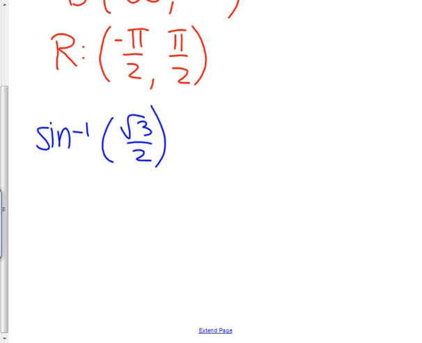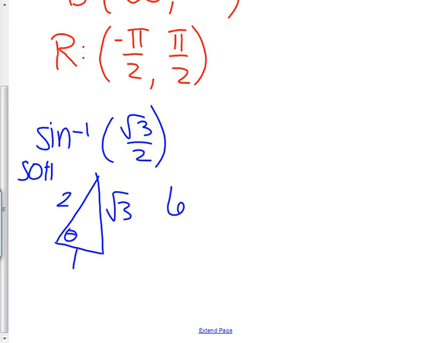So sine inverse of root 3 over 2. This is just stuff you've all been doing for a while. So you make your triangle, and sine is opposite over hypotenuse, so root 3 over 2, and this is 1. So this angle is equal to what? 60 degrees, or if you say pi over 3, that would also be correct. No extra credit.